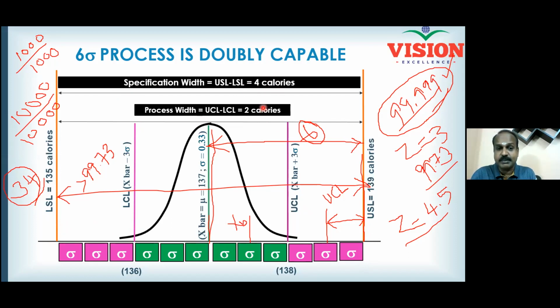Why do I call it doubly capable? The customer has given you a tolerance of 2 calories on the right side and 2 calories on the left side. But how much have you consumed? Your process consumes only 1 calorie on the right side and 1 calorie on the left side.